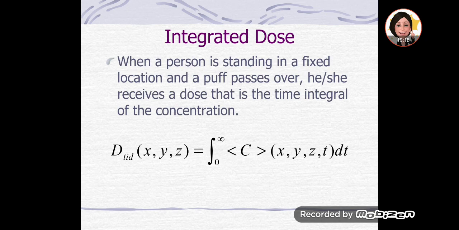Next, let's look into integrated dose. When a person is standing in a fixed location and suddenly a puff passes over, that person will receive a dose that is the time integral of the concentration, because a puff comes suddenly in a high concentration and then it disperses out and dilutes. So if you're standing at a certain distance and a puff passes through, you're affected by the concentration, your coordinates of x, y, and z, and the time of exposure.